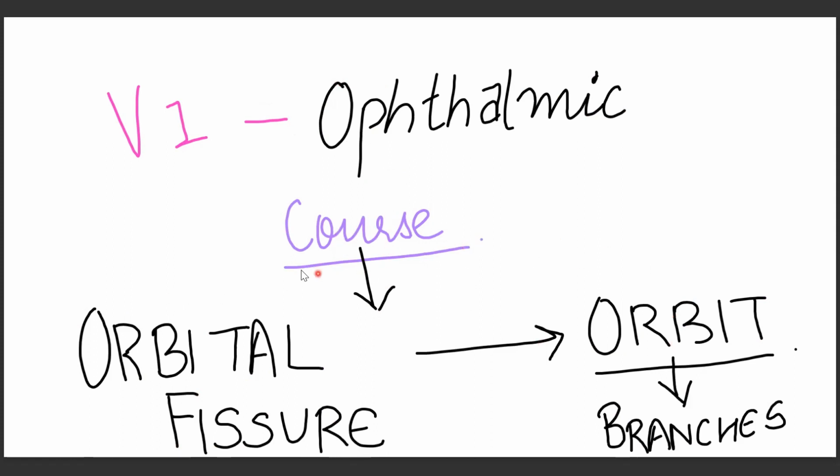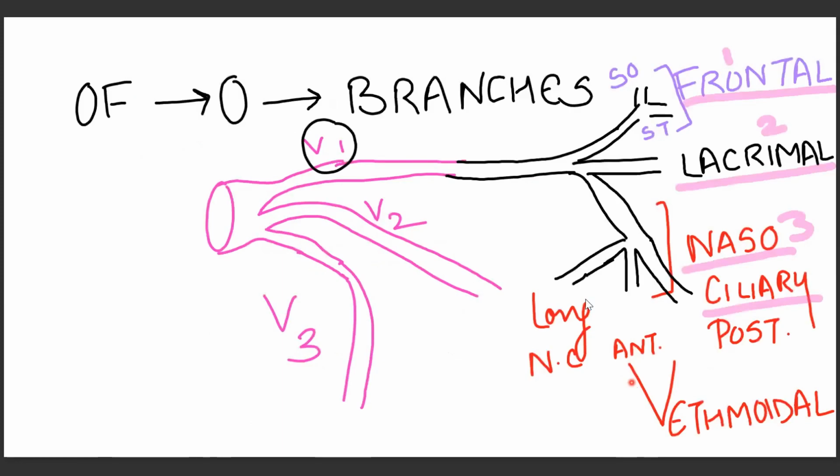The pathway is that first it will pass the orbital fissure and move into the orbit, where it gives off its branches. So remember, the ophthalmic branch enters the orbital fissure, then enters into the orbit, where it gives off its three main branches.